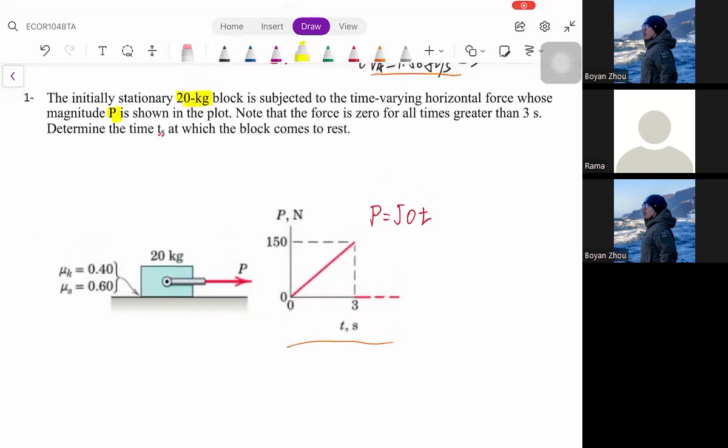And we're going to determine the time Ts when the block comes to rest. In the first 3 seconds, the pulling force is going to increase until 150. I guess that's Newtons. Yeah, it's Newtons. So it's going to increase from 0 to 150. And then after 3 seconds, there's going to be no force. Since there's going to be some friction, the box here is going to eventually stop.